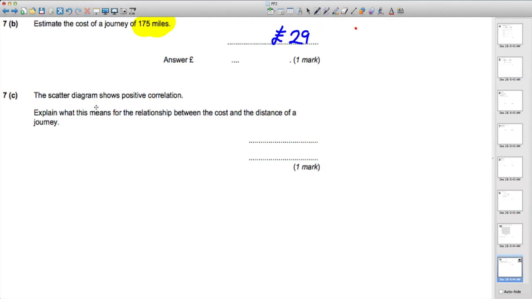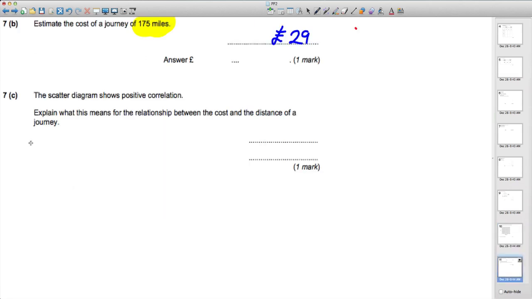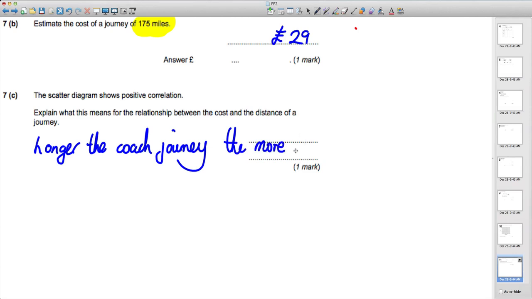The scatter diagram shows positive correlation. Explain what this means for the relationship between the cost and the distance. They just want you to explain what positive correlation means here. Now, obviously, it means that the further you travel, the longer the distance of a coach journey, the more expensive the cost of that journey is. So it's as simple as this: the longer the coach journey, the more expensive it is. Simple. Absolutely simple there.